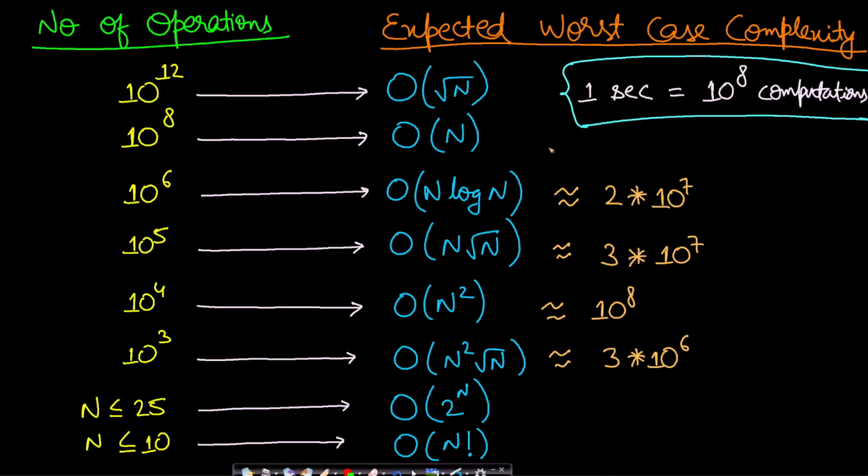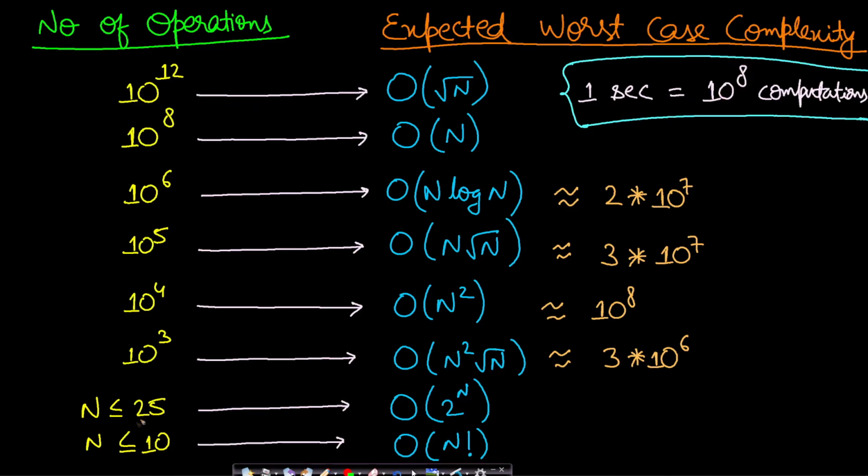So just for a reference, I will show you in the chart that 1 second is generally taken as 10 to the power 8 computations in your interview. So if the number of computations is, let's say, less than or equal to 10 to the power 12, then your algorithm should not exceed order of root n complexity. Now if it is 10 to the power 8, then it can be done in order of n or any better algorithm. Let's say if it is 10 to the power 6, then the expected algorithm complexity is n log n, which will give you a maximum computation of 2 into 10 to the power 7, which is again less than 10 to the power 8.